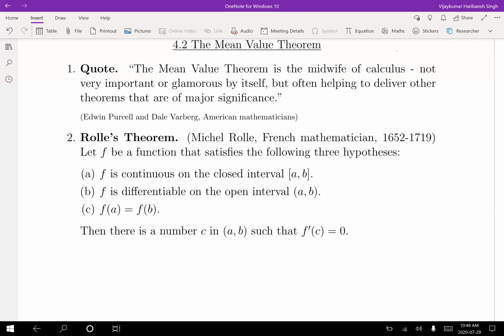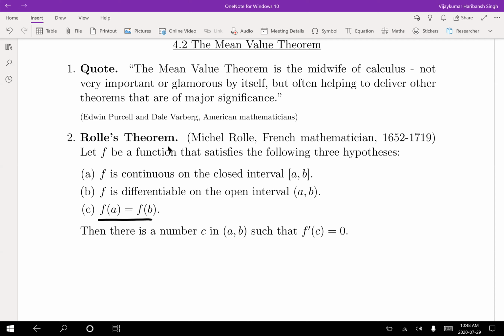So there are a few mean value theorems. The first one is Rolle's theorem. Again, it's a mean value theorem, but it is named after Michel Rolle, a French mathematician who lived from 1652 to 1719. So what does it say? It says the following: let f be a continuous function on the closed interval [a, b], and let f be differentiable on the open interval (a, b), and f(a) equals f(b).